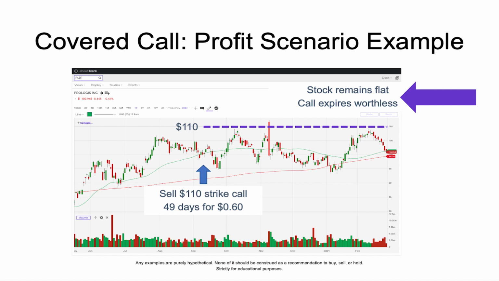If it remains flat, basically if it stays below 110, then that call will expire worthless. We are not going to be required to sell stock or deliver stock at $110 when the stock is trading below that. So we still own our stock, we still maintain the ability to get further price appreciation, and we keep the premium that we've collected from the covered call. And of course, as long as the scenario remains the same, that is neutral to slightly bearish, we can then go ahead and do it again.